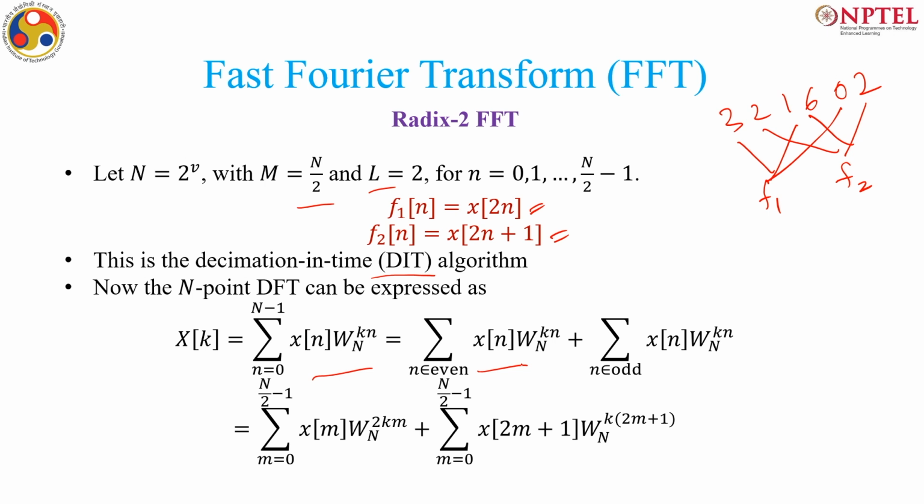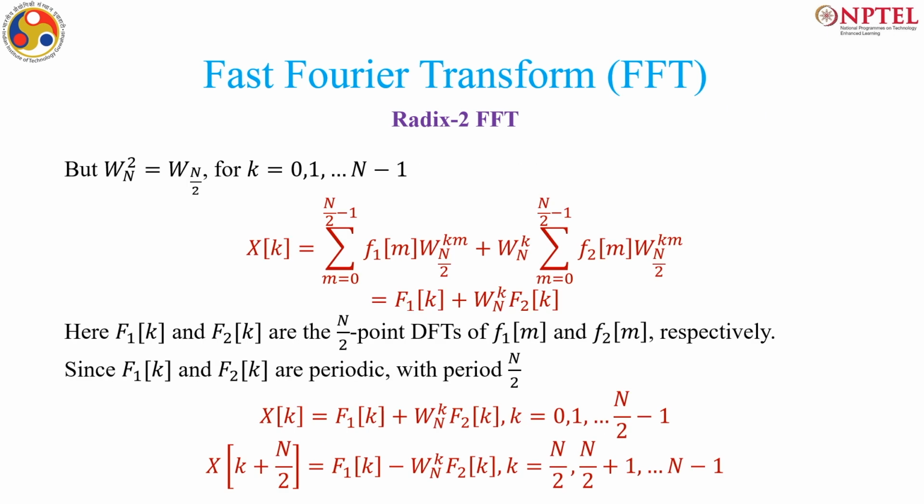And just to clearly explain the mathematics, this is my original formula of DFT, where this is for the even values of n and this is for the odd values of n. So, for the even values, I replace n with 2m, n equals 2m, and this is for the odd values. These are the two small DFTs we are calculating.